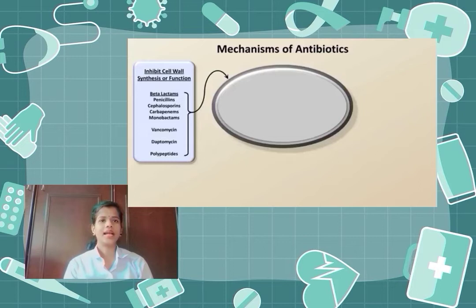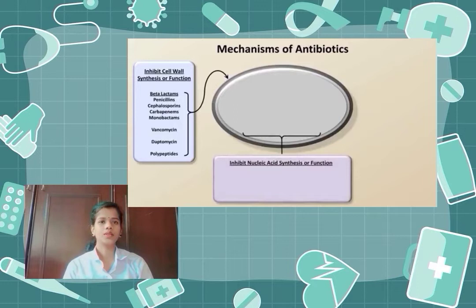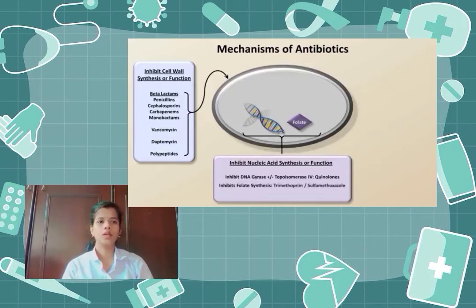The next category is those drugs which inhibit nucleic acid synthesis or function. This can be through inhibition of the enzymes DNA gyrase or topoisomerase IV, as seen with the quinolones. It can be through inhibition of folate synthesis, as seen with the specific antibiotic combination trimethoprim-sulfamethoxazole. It can also be through the generation of free radicals which interact with the DNA strands leading to DNA damage, as occurs with metronidazole and nitrofurantoin.